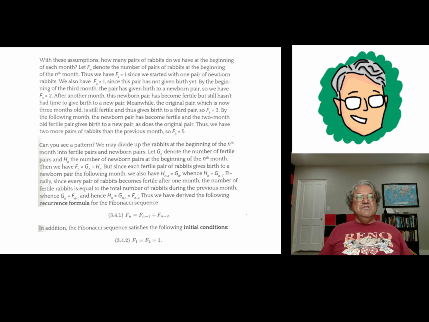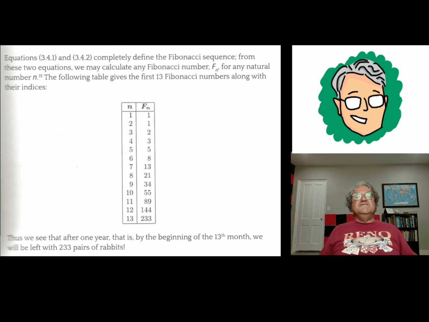This is the easier way to do it. Just add the two previous numbers. F5 is F4 plus F3, or 3 plus 2, or 5. Keep going like that, and you'll get the sequence. And you can go till the cows come home. And these things do get really, really big.